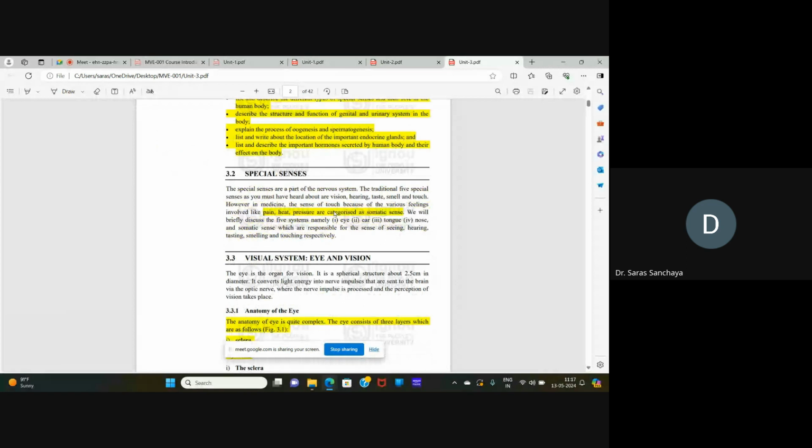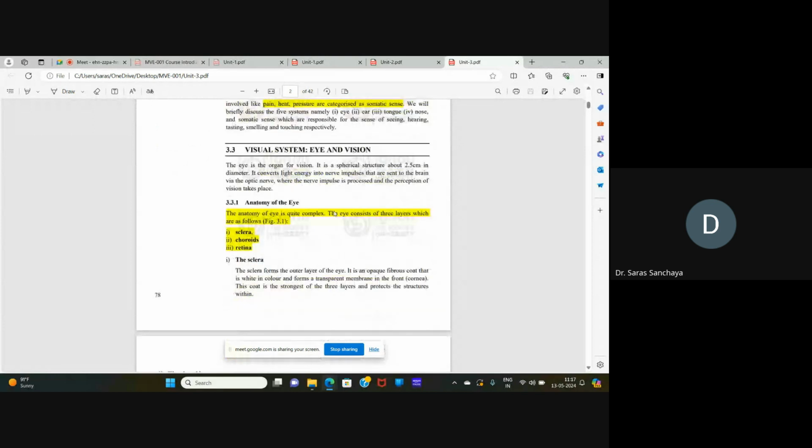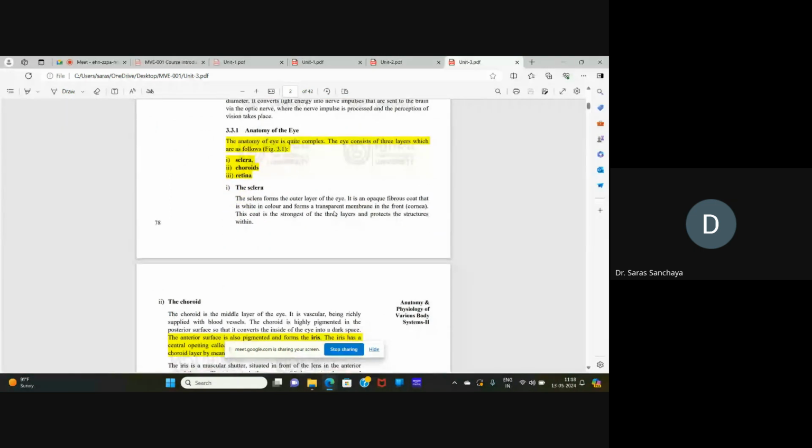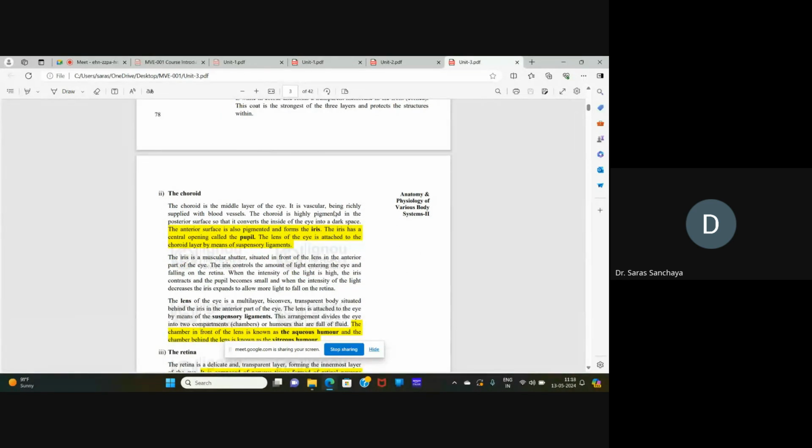It can be pain, heat, pressure, and these are classified as somatic senses. Visual system, or eye and vision. Anatomy of the eye. The eye consists of three layers, which are as follows: sclera, choroid, and retina. The anterior surface of the choroid is also pigmented and forms the iris.